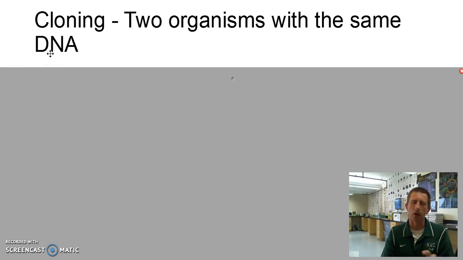And before we talk about the process of cloning, let's just define what a clone is. A clone is two organisms with the same DNA. So I guess cloning would be making two organisms with the same DNA. So here's a question for you. Do clones occur naturally? Yeah, they do.